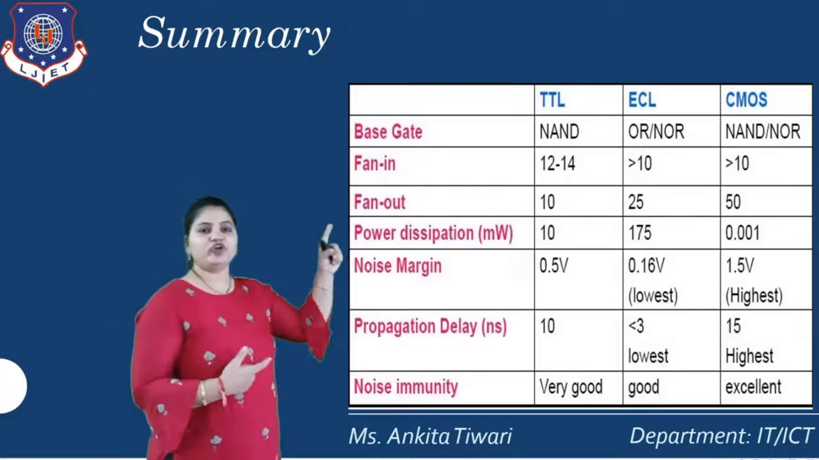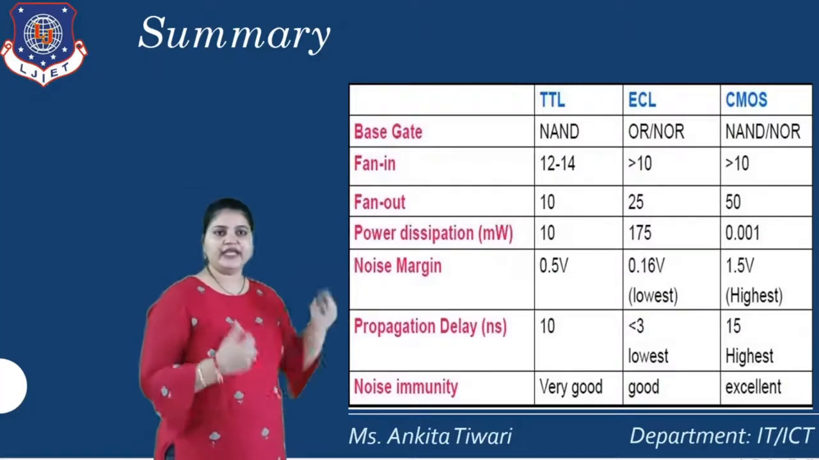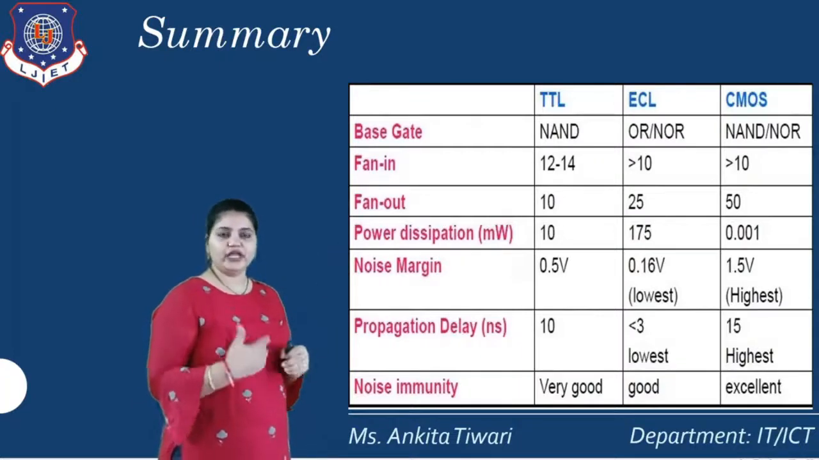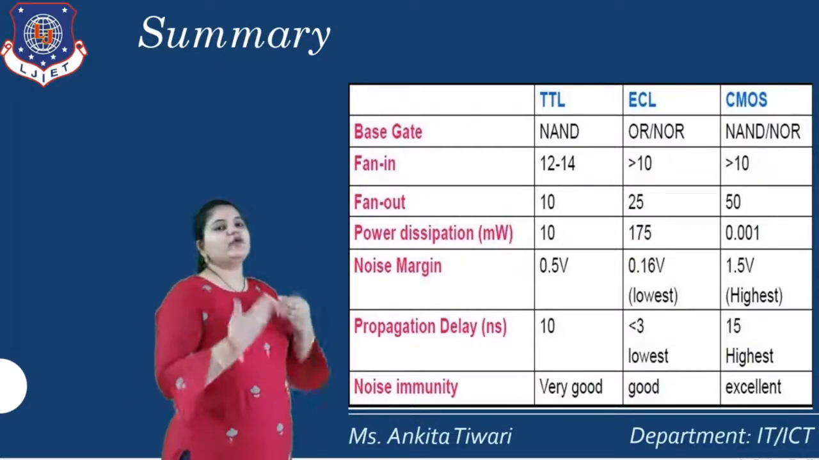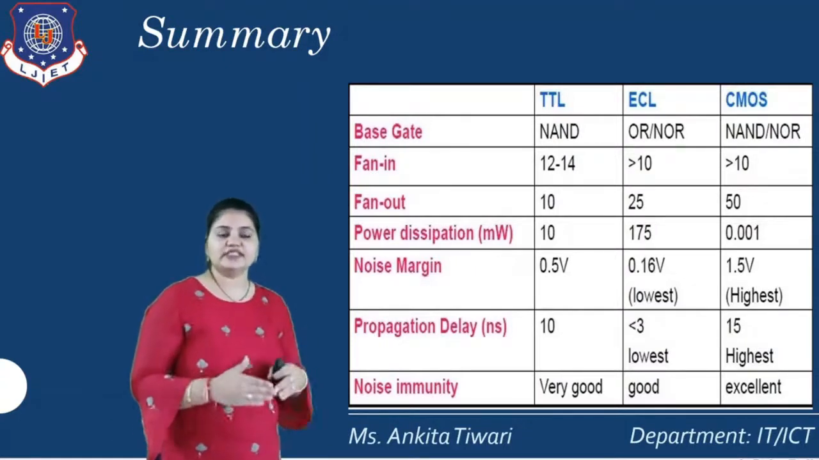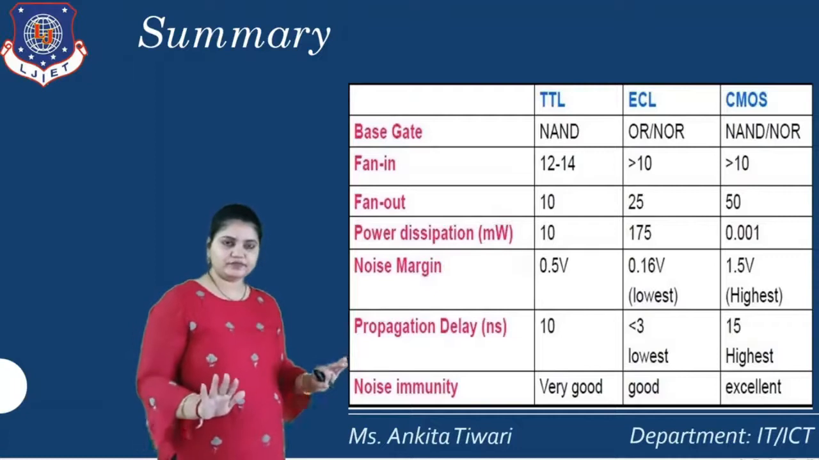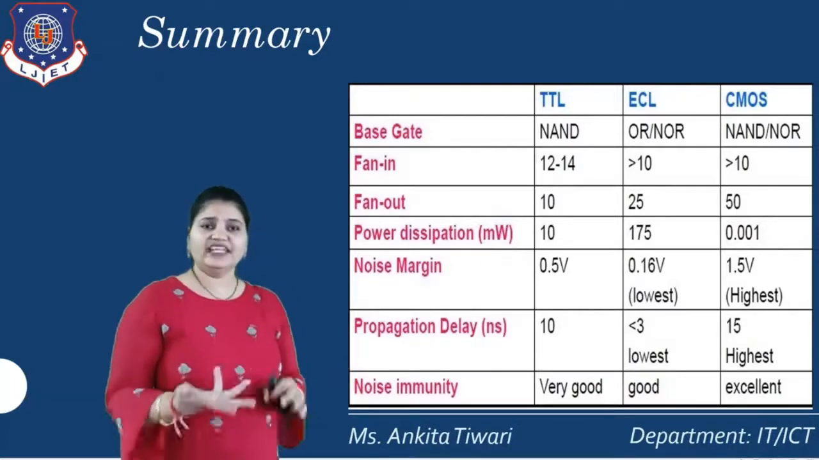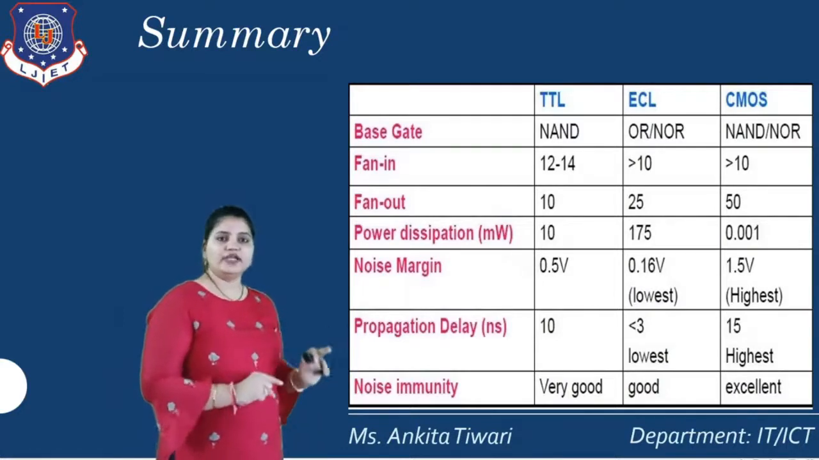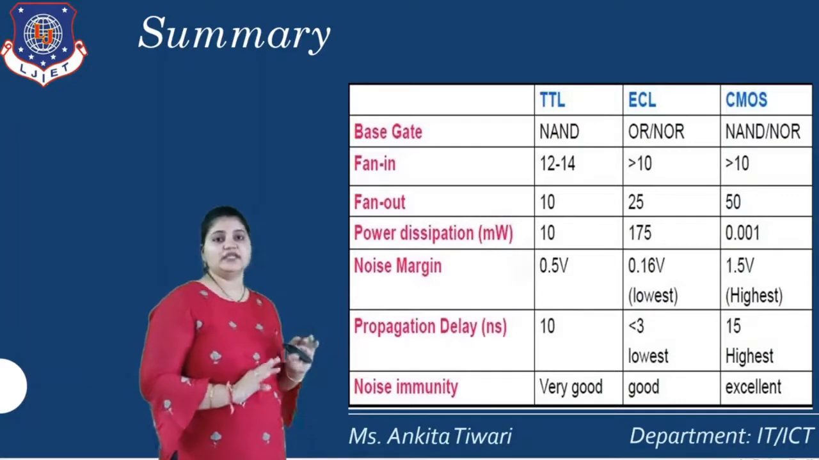In noise margin, TTL is 0.5 volt, ECL is 0.16 volt, and CMOS is 1.5 volt. The propagation delay for TTL is 10, in ECL it is less than 3, and in CMOS it is 15, which is the highest. Okay, now the last point that we need to cover is noise immunity. In TTL it is very good, in ECL it is good, but in CMOS it is excellent.